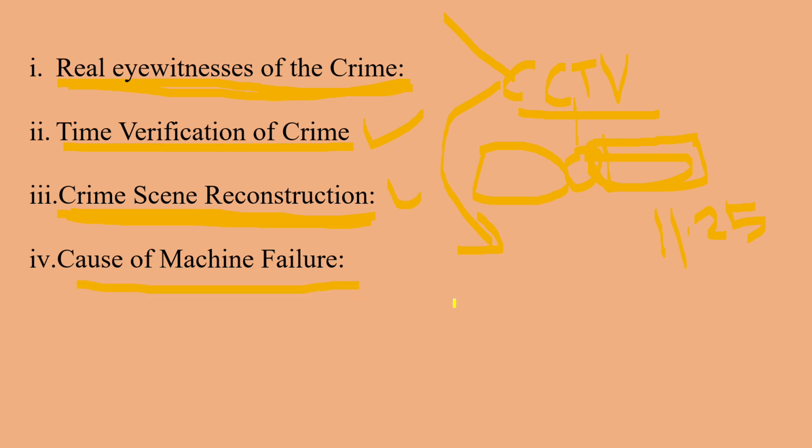Another is the cause of machine failure. Suppose in a factory some mishappening occurred. Now how do we determine whether this mishappening or incident is intentional or natural? It may be a machine failure, or a human may have done something wrong intentionally. So by analysis of the CCTV footage available inside the factory, you can fix the responsibility or find out the real cause of the mishappening.